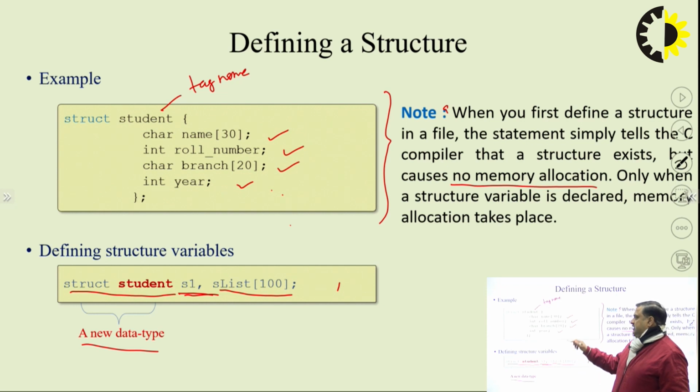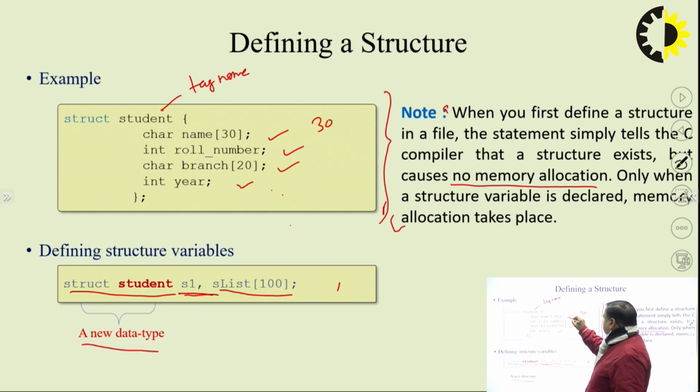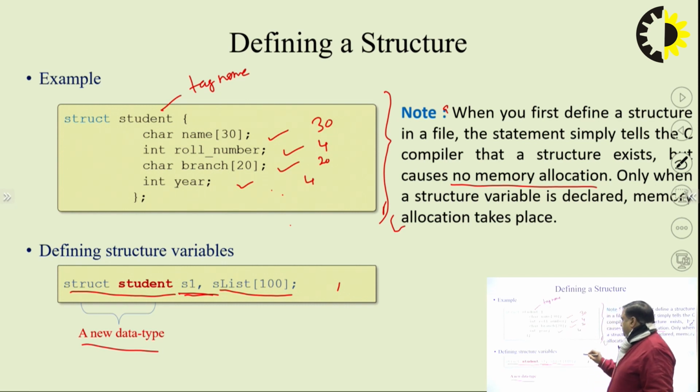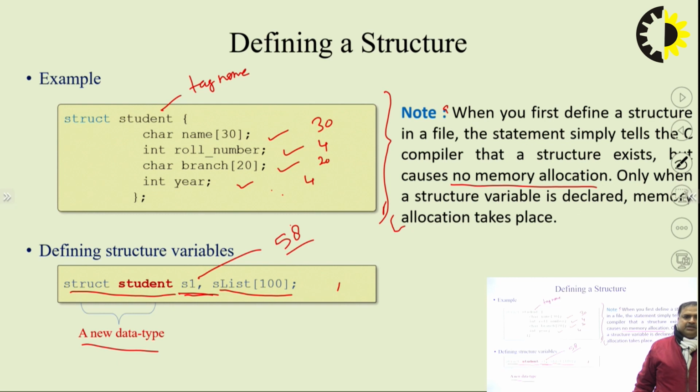Like in this case, 30 bytes are required for the first, the second will require 4 bytes, then 20 bytes, and then 4 bytes. So a total of 58 bytes will be allocated whenever this is created. So it will require 58 bytes in memory. So how much size will a structure variable require in memory? Equivalent to its data members.